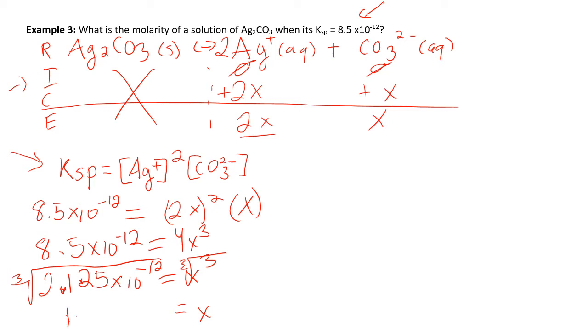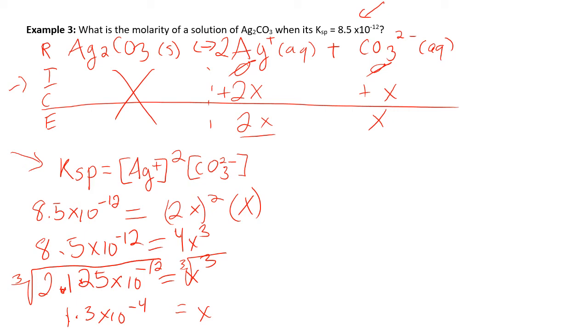I got 1.3 times 10 to the negative 4 for my x value. Now that doesn't mean we're done. When you hit x, we're not done yet. We have to make sure we've actually stated the answer to our question. We want the molarity of our solution of silver carbonate.